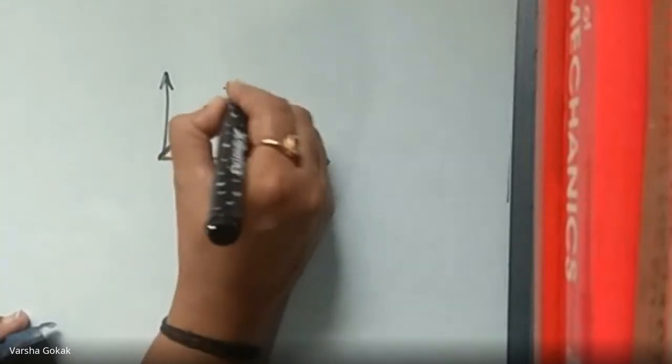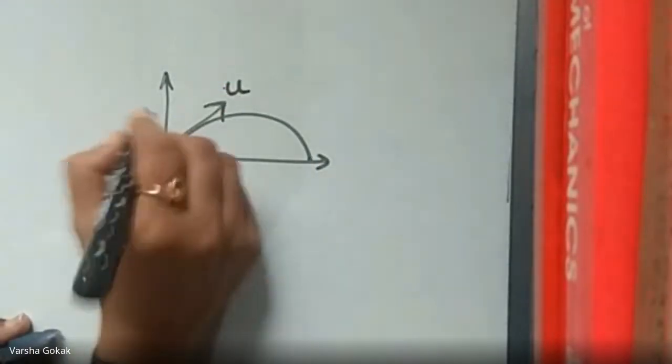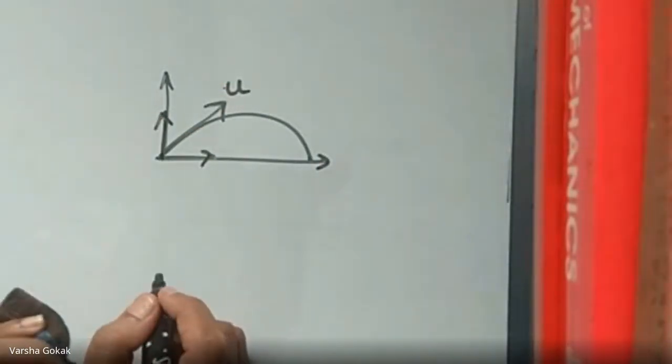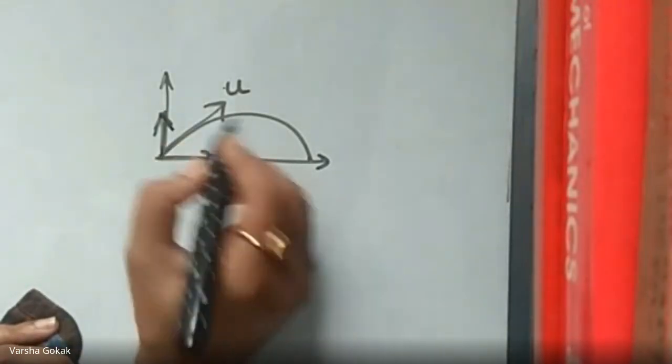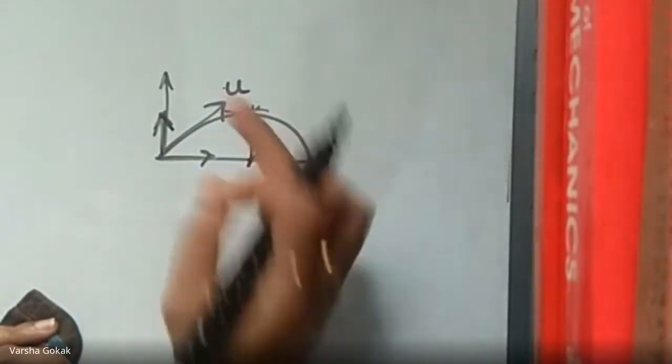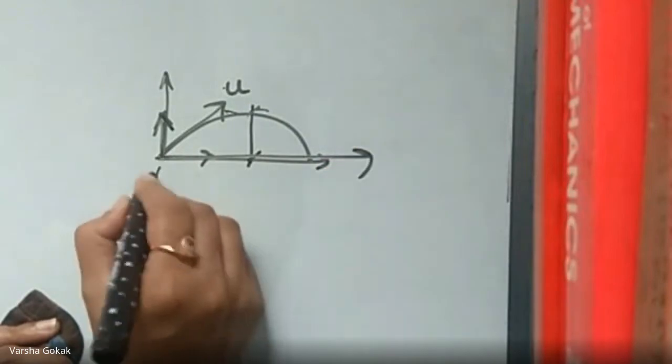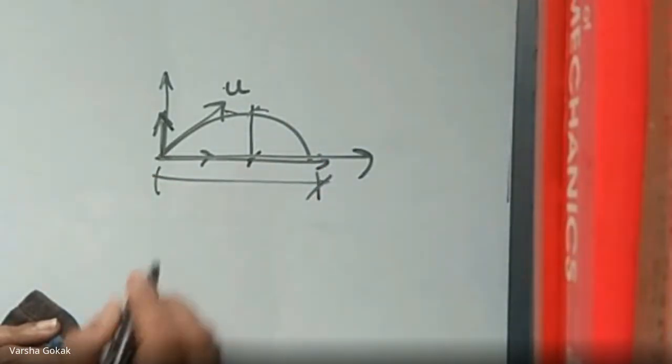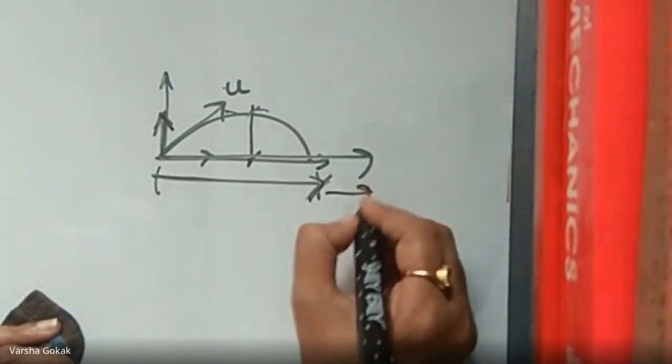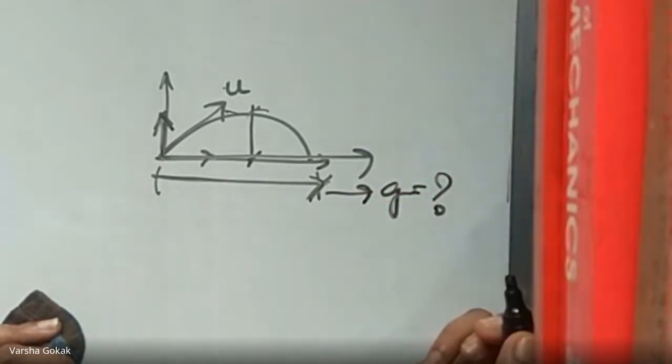This is your u, which I'm dividing into vertical as well as horizontal. So when I'm dealing with vertical, I'm dealing with only the vertical height. When I'm dealing with horizontal, I'm dealing with only horizontal distance. So when I'm measuring horizontal distance, do I account for g?